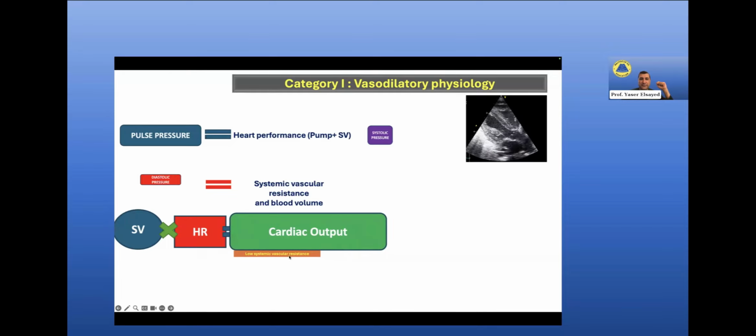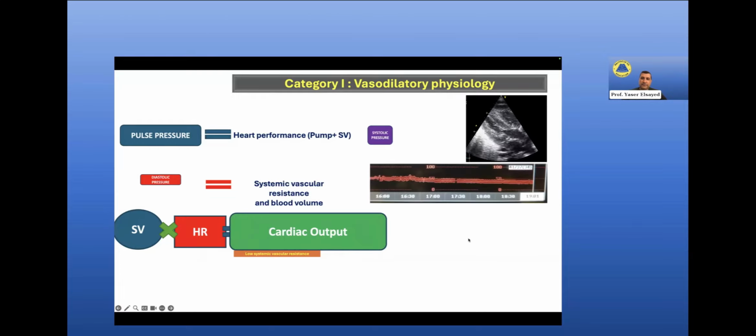And how to calculate systemic vascular resistance? The mean blood pressure divided by cardiac output. Normal is between 150 to 200 millimeter mercury per liter per kg per minute. And if it's more than 250 or with increasing trend, then it is more significant. And you can see here the heart is hyperdynamic. That's an infant with vasodilatory shock.